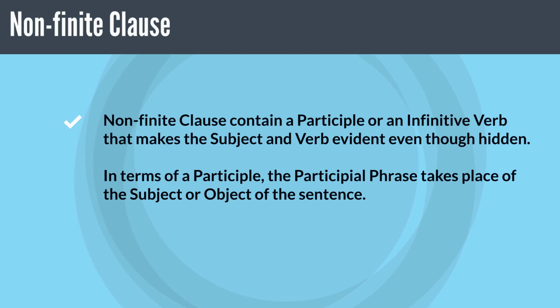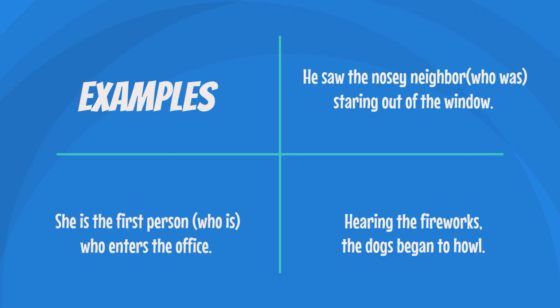Non-finite clauses contain a participle or an infinitive verb that makes the subject and verb evident even though hidden. In terms of a participle, the participial phrase takes the place of the subject or object of the sentence. Examples: He saw the nosy neighbor, who was staring out of the window. She is the first person who enters the office. Hearing the fireworks, the dogs began to howl.